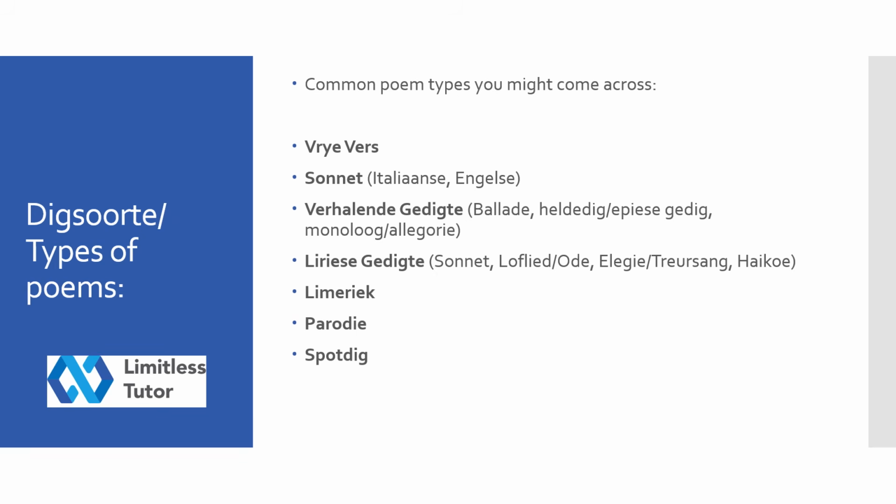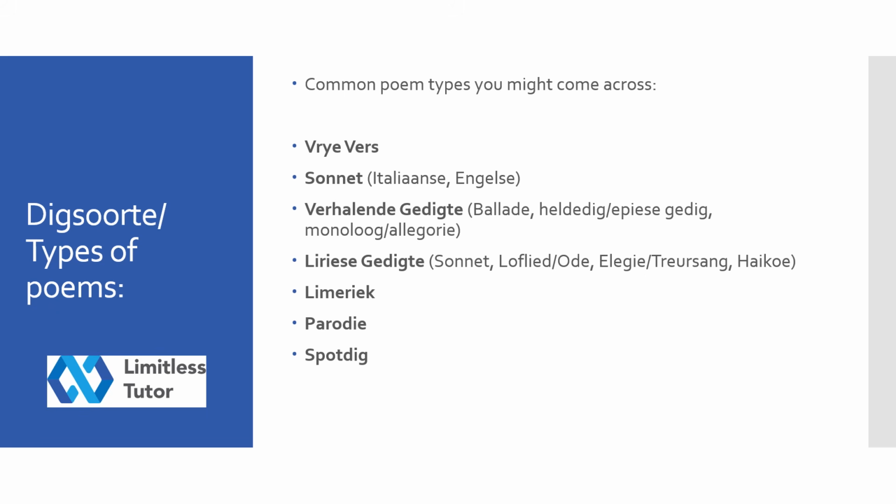Okay, digsoorte or types of poems. These are just some common examples. Vrije vers is just like a free verse. Sonnet, there's Italiaanse and Engelse. Verhalende gedichte like ballade or heldendig, which is about a hero. Epische gedig is also about a hero. Monologue, so a monologue, and then allegorie. And then we've got lyrische gedichte, like lyrical poems, like a sonnet or an ode, or elegie or treurshang or haiku. A limerick, and then we've got parody and spottig.